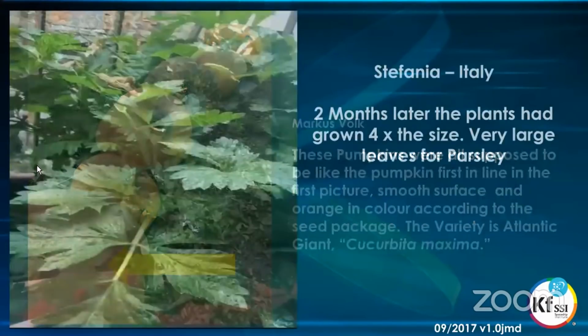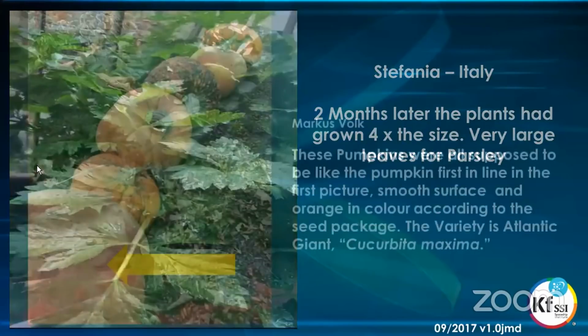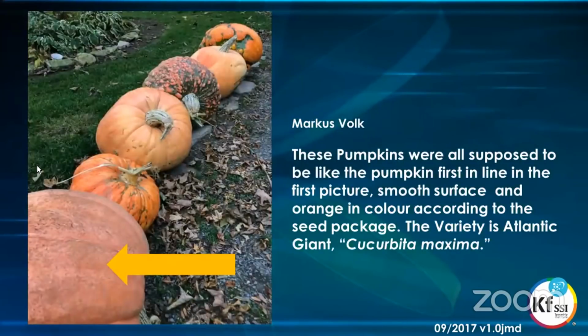But then that shows the effects of those liquid plasmas. And then here again, this is Canada. Marcus Volk. He grew pumpkins. And these pumpkins were all supposed to be like the pumpkin first in line, where you see the arrow, the bottom one to the left. And that one has a smooth surface, orange in color, according to the seed package.